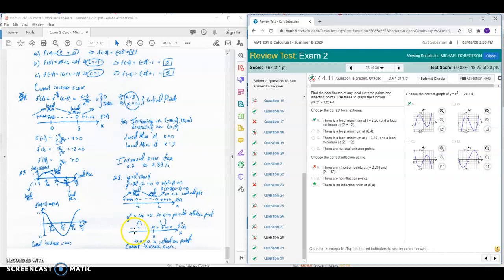To the left of 0, like say -1, I get -6. So it's a negative second derivative, which means we have a concave down function. To the right of 0, let's say 1, I get 6. That's positive. So to the right of 0, we have a concave up function. So it does change from concave down to concave up. That means that x equals 0 is an inflection point.